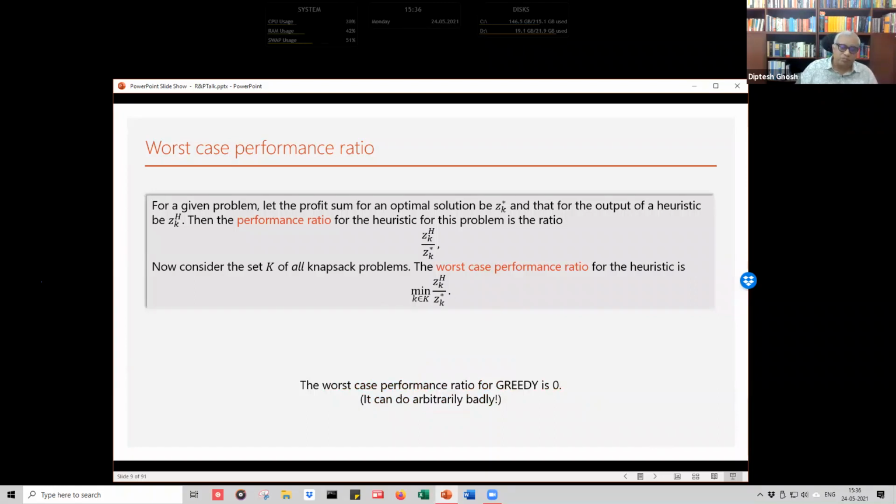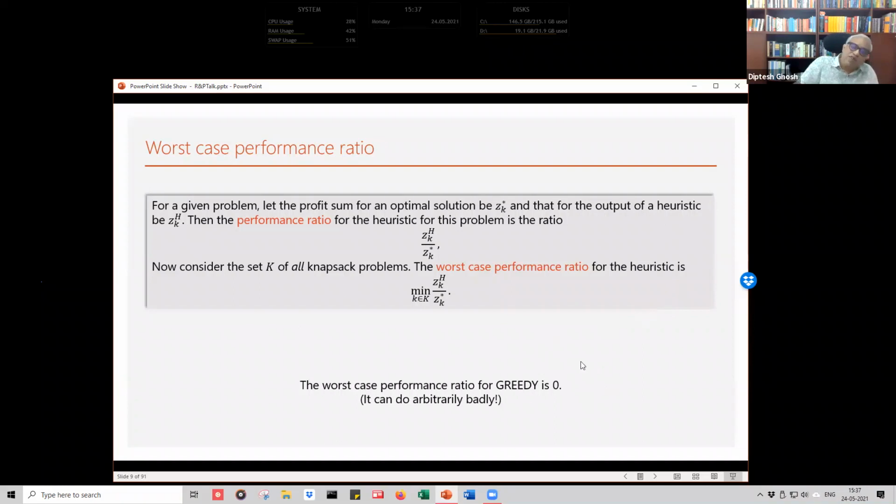This is a result which is correct theoretically. Practically, this is useless, because if you do a computational experiment, you'll find that the greedy heuristic typically gives you a value between 90% and 99% of the optimal solution. So in practice, the greedy heuristic is a great heuristic. But if we are going to look at something like the worst case performance ratio, then the worst case performance ratio for greedy is arbitrarily bad. But even then, this is one of the ways in which you evaluate how good or bad a heuristic is.